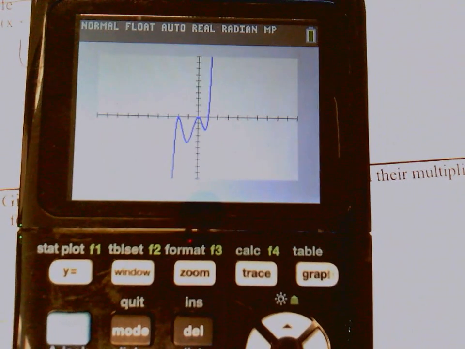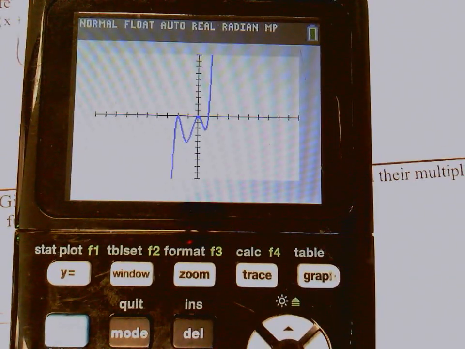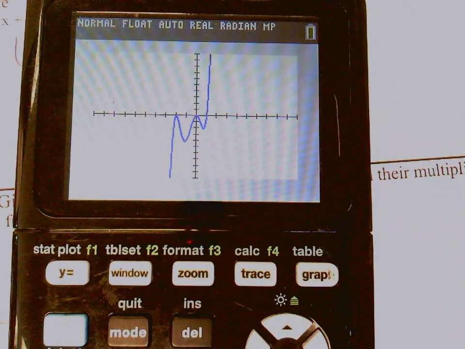So we're piecing, it's like a clue puzzle, right? You've got end behavior, x-intercepts, and multiplicity that are helping you put together a picture of what's going on.